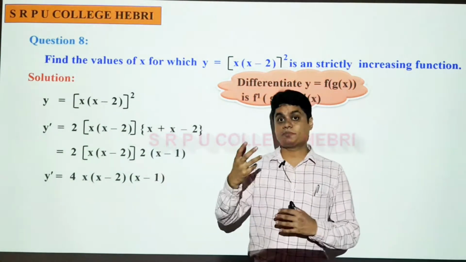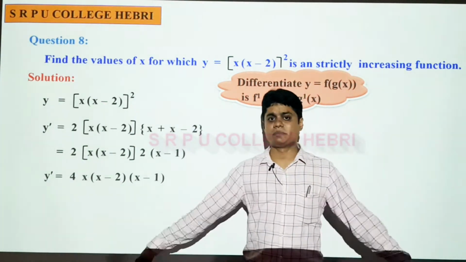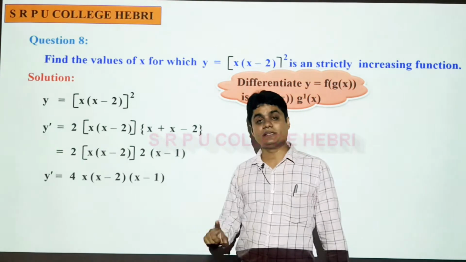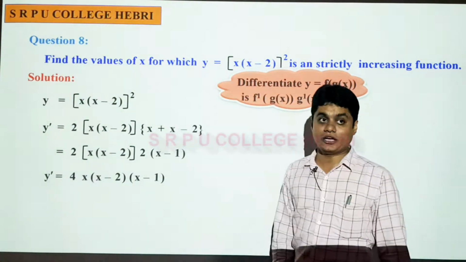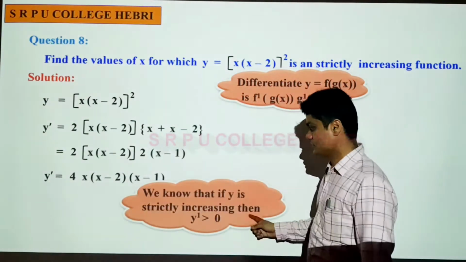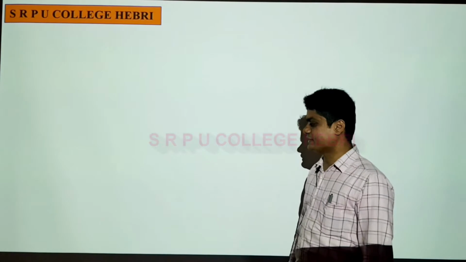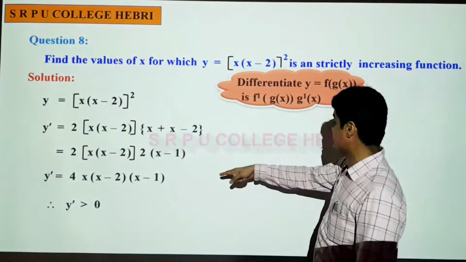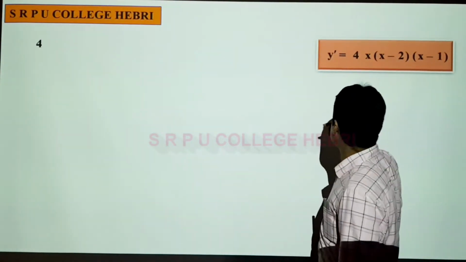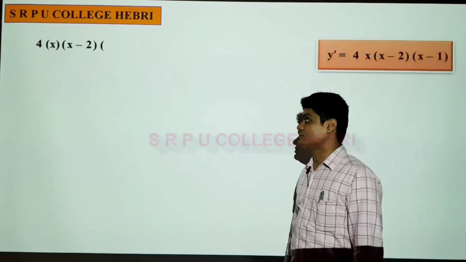So the last problem, a cubic polynomial; if you use the previous concept, it will take a lot of time and become very lengthy. For this particular problem, one shortcut method is allowed in a board exam, don't worry. So this much you understood, no? Very good. So as you know, it's strictly increasing, so greater than 0. So y dash is greater than 0, and y dash is 4 into x minus 2 into x minus 1, which is greater than 0.